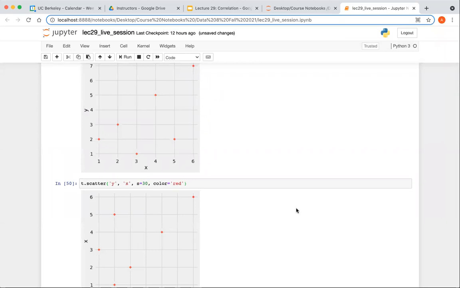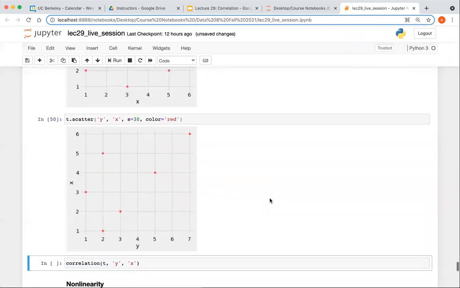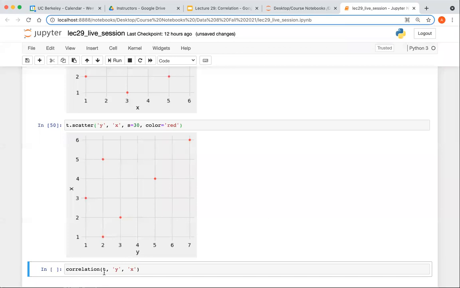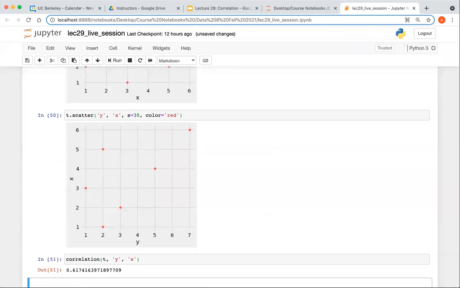Okay, same picture. Now look at the two pictures. Think about the degree of clustering about a straight line. Is it the same or different in the two pictures? It's the same. You should get the same answer. And indeed, if I run my correlation function with Y first and then X, I get the same thing, right? So very important that you can now talk about the correlation between height and weight.